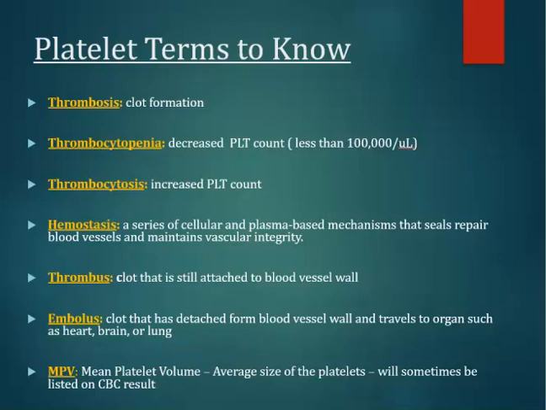Thrombus is the clot that is still attached to the blood vessel wall. Embolus is a clot that is detached from the blood vessel wall and travels to organs such as the heart, brain, or the lung. And MPV is an acronym for mean platelet volume. This is the average size of our platelets. Remember, we can have giant platelets or we can have average size platelets within our samples. So you will sometimes see the MPV included in our CBC results.